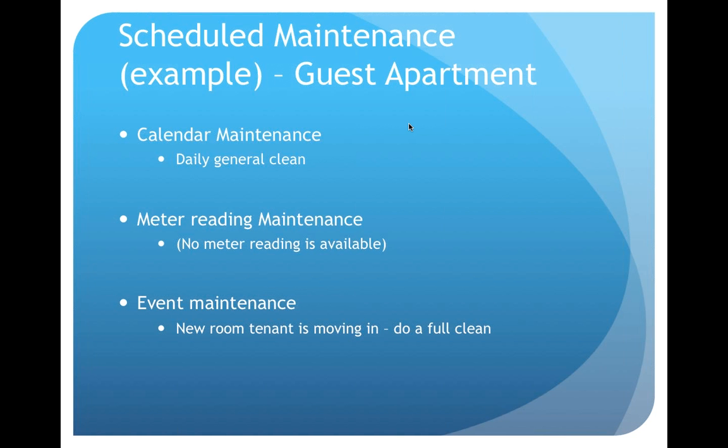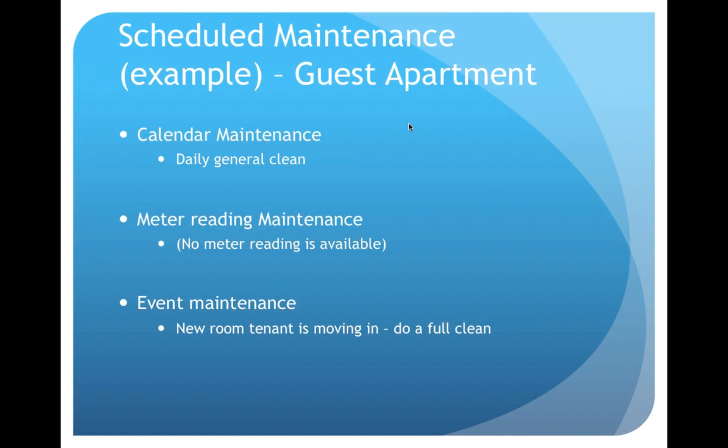Now looking at the guest apartment, a calendar-based maintenance that might happen in a hotel is a daily general clean. So every day a work order would be created from a scheduled maintenance which says go and do a general clean of each of the hotel rooms. That work order would be created every day, and every day the cleaner would tick off that they've done it. Then over the course of the year, you'd be able to see how many work orders were done, look at the times that were put in each of those work orders, and think about whether you need to employ a new cleaner or whether you have one too many cleaners and you can probably afford to let one go.